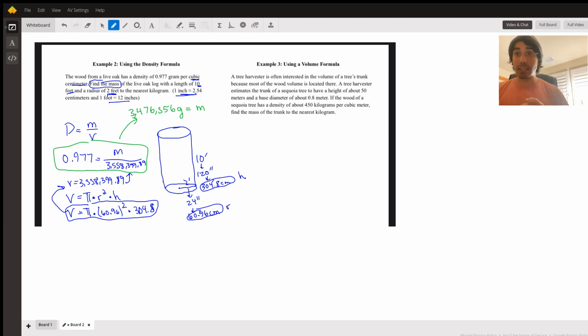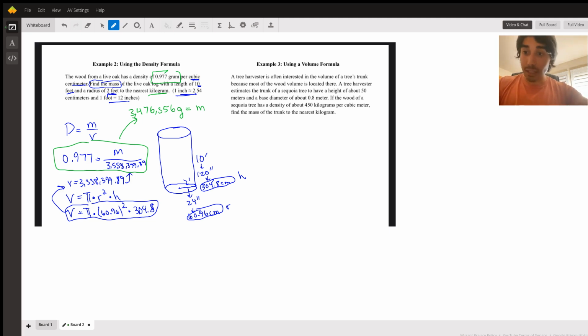Well, notice that this is in grams still, because that density was in grams per cubic centimeter. So we have one last step to do. It wants it to the nearest kilogram. So the last thing we've got to do is divide it by 1,000, because 1,000 grams makes up 1 kilogram. So you've got to be really careful about the units here. That's by far the hardest part of these problems.